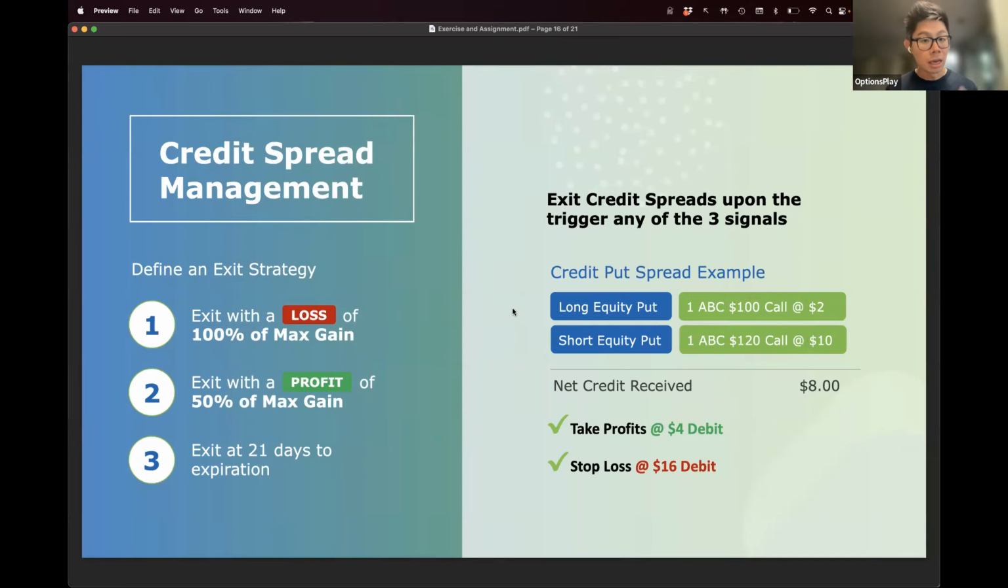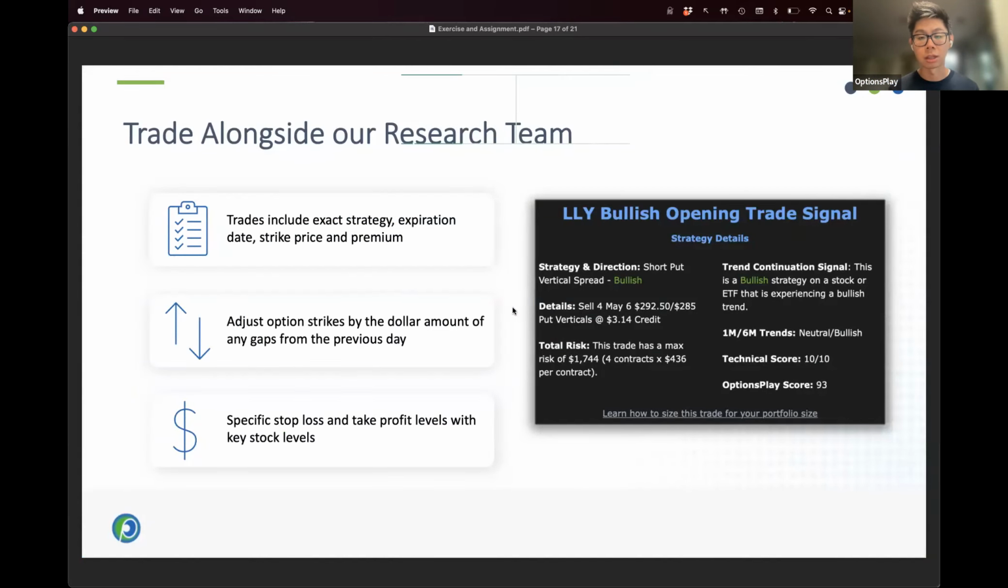And just to illustrate this even further, when you follow our trading research, the daily play research that we send out, such as the Eli Lilly spread that we initiated this morning, this was a credit spread. We do a fairly good mixture of debit and credit spreads. Not only do we tell you the exact strategy, the expiration, the strike prices, and the premium, we also show you the number of contracts that we trade. And this is designed to help you better understand how to position and size these for your portfolios.